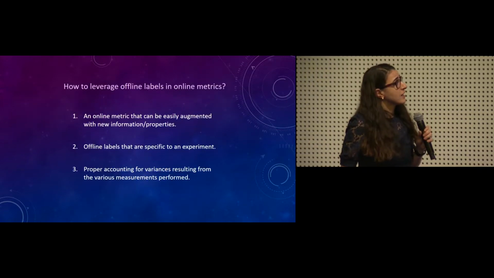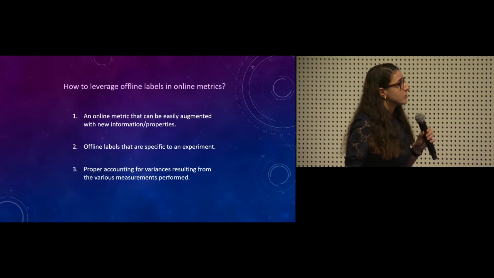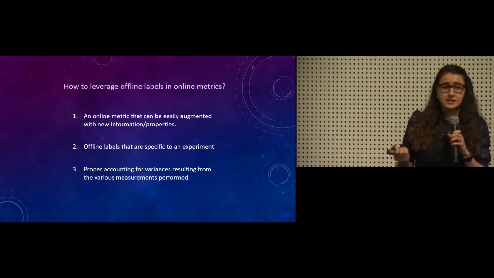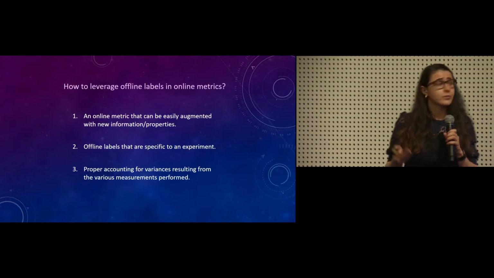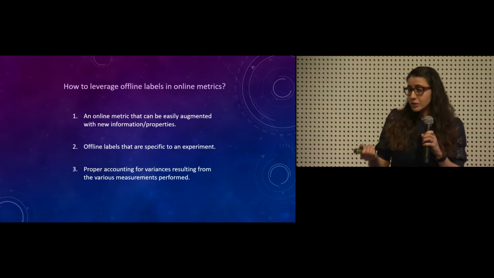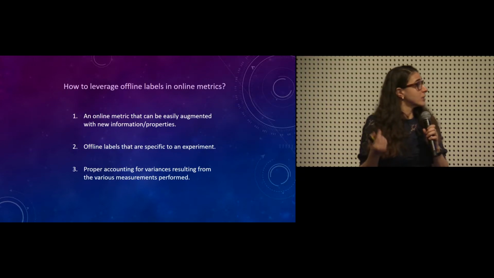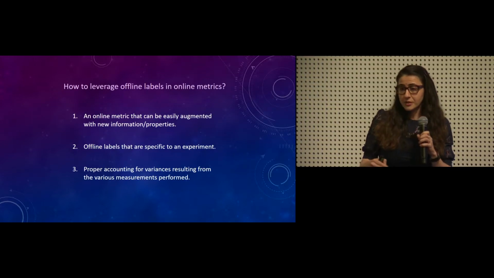So how are we going to leverage offline labels in our metrics? We need a metric that can be easily augmented with new information, and the utility rate metric does that. We need offline labels that are specific to the experiment. So that's what we're going to do.